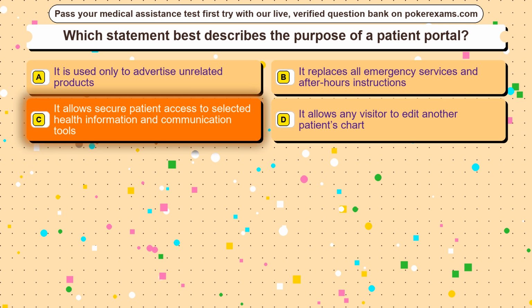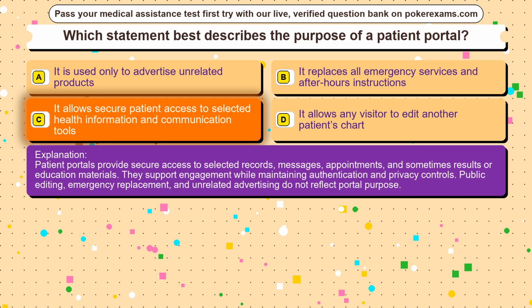The correct answer is option C. It allows secure patient access to selected health information and communication tools. Patient portals provide secure access to selected records, messages, appointments, and sometimes results or education materials. They support engagement while maintaining authentication and privacy controls. Public editing, emergency replacement, and unrelated advertising do not reflect portal purpose.